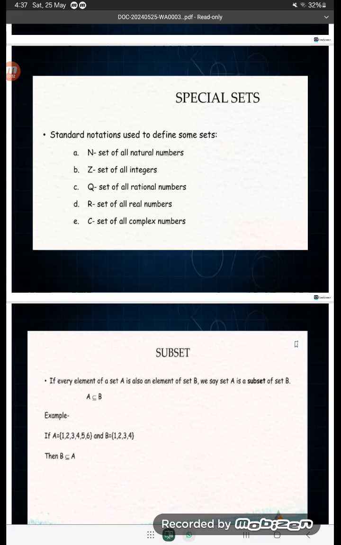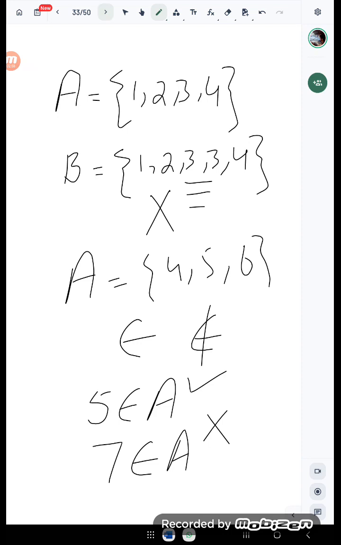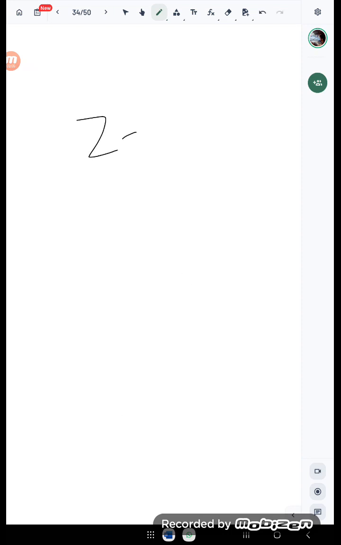C is the set of all complex numbers. Complex numbers are also denoted by Z, and are written in the form of A plus B iota. Here A is a real number and B iota is an imaginary number.